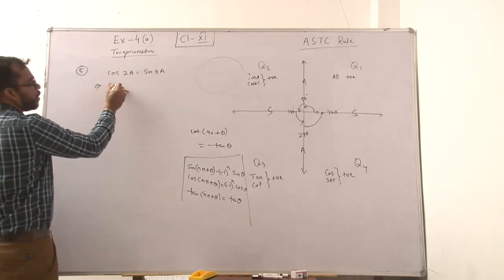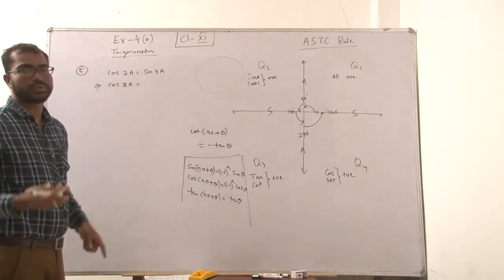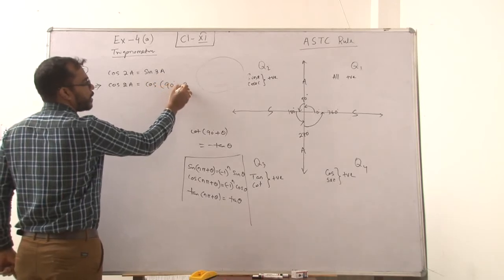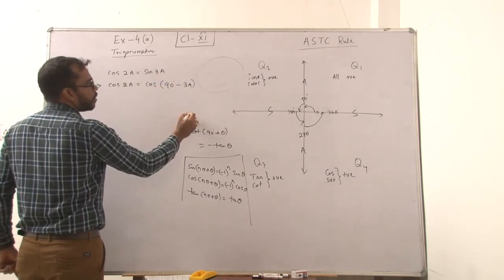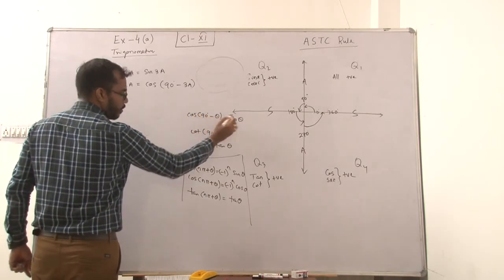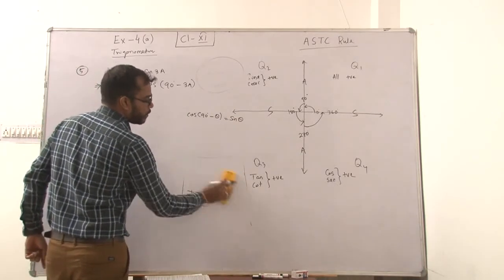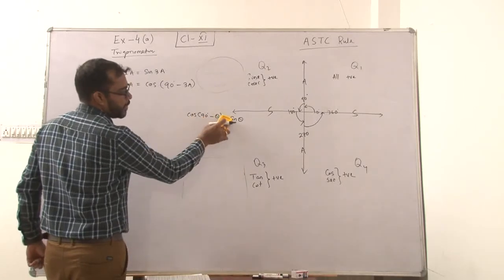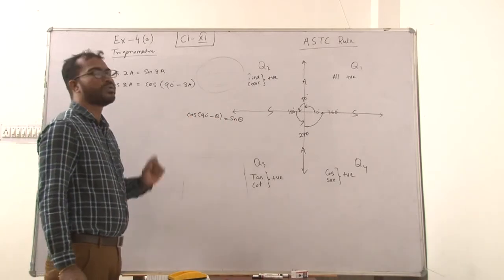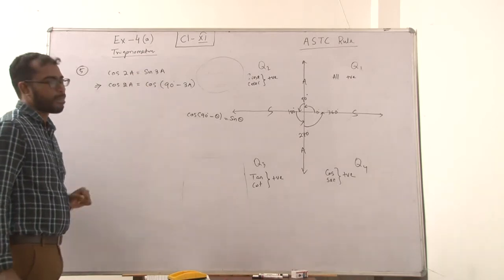So here we take cos 2A is equal to, you can write sine in terms of cos. So you can write cos 90 degree minus 3A. As you know, cos 90 degree minus theta is equal to sin theta. So in sin theta, you can write cos 90 minus theta. So here we write cos 90 minus theta.